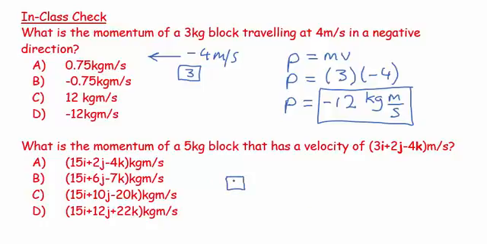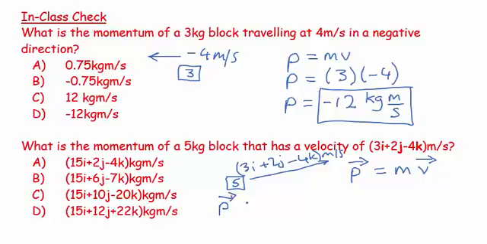So here we have a 5 kilogram block, and this guy has got a certain velocity, and this is going to be 3i plus 2j minus 4k meters per second. And the equation is just the vector equivalent of the first equation. So the momentum vector is equal to m times the vector velocity. So we simply say, well, the vector momentum is equal to, in this case, 5 multiplied by 3i plus 2j minus 4k.